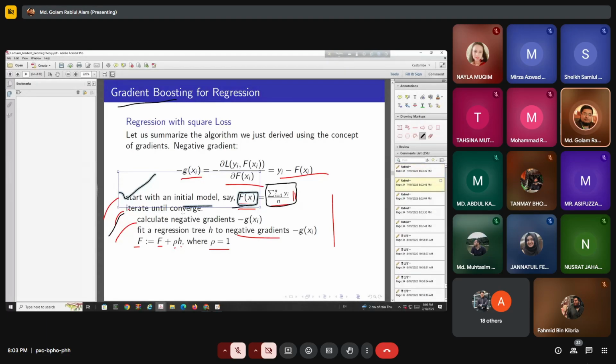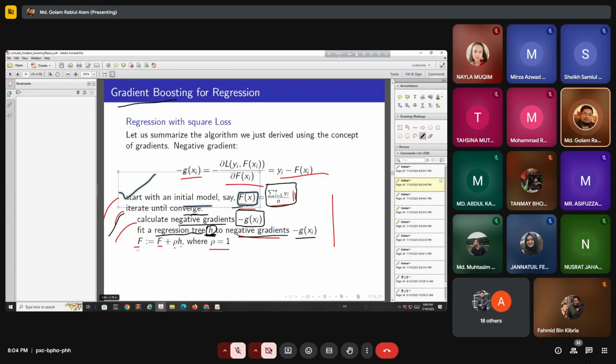Then iterate until convergence. We need to calculate the negative gradients, which means the residual. Then we fit a regression tree h to the negative gradients, that is, to the residual. Based on those residual values, we will construct the regression tree h.